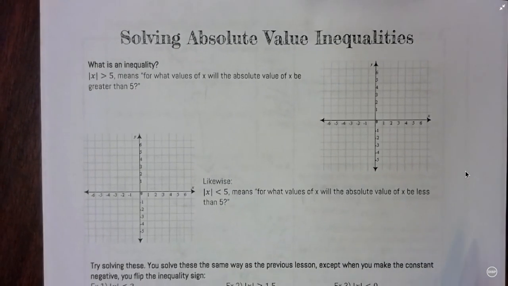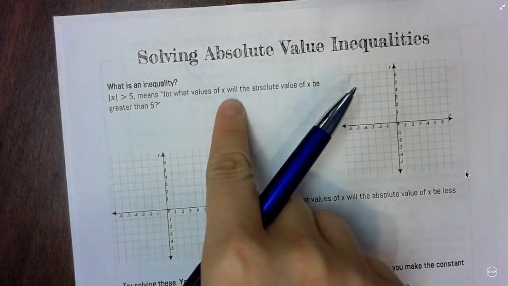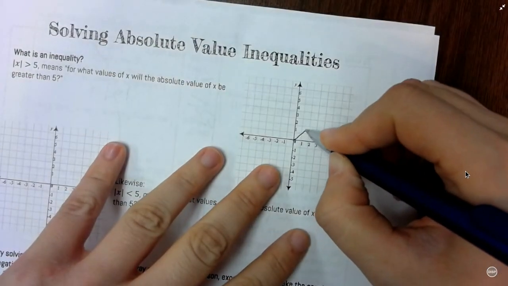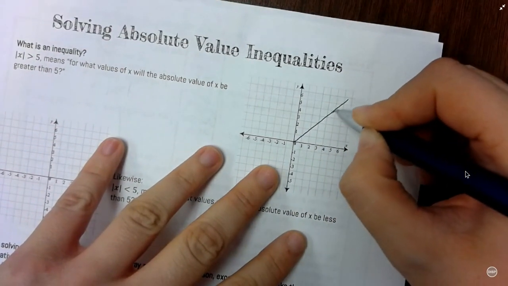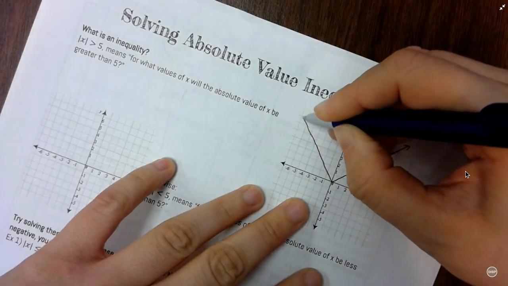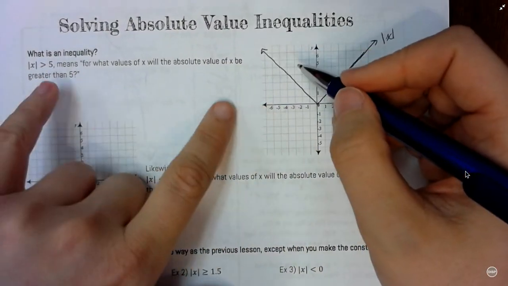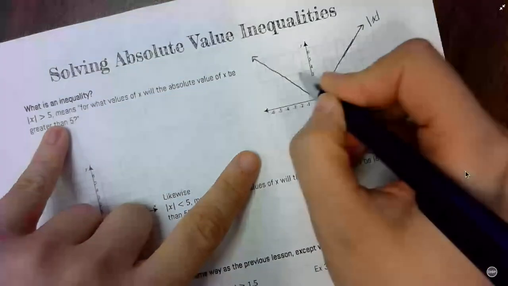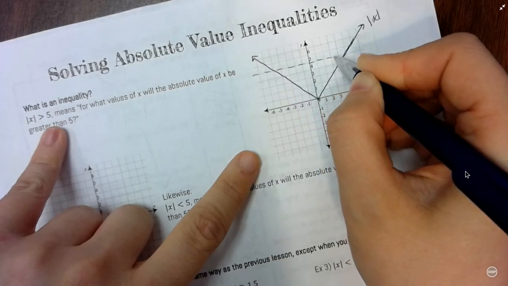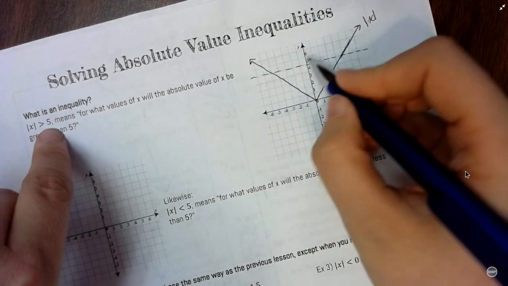So first, what's an inequality anyway? If I were to say the absolute value of x is greater than 5, that means for what values of x will the absolute value of x be greater than 5? Let me just draw it because that'll make more sense. So here's my absolute value parent function. Not very well drawn, but it's there in spirit. So there's the absolute value of x. I want to know, when is that going to be greater than 5? So here's 5. 1, 2, 3, 4, 5. I know these are labeled a little funny, on top of the line instead of on the line. I don't want my absolute value to be equal to 5, just greater than 5.